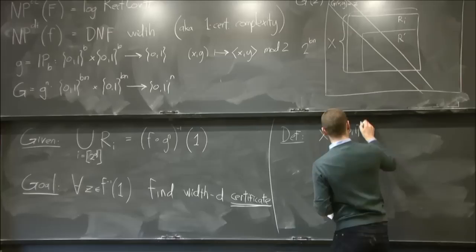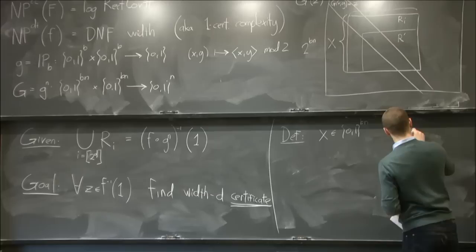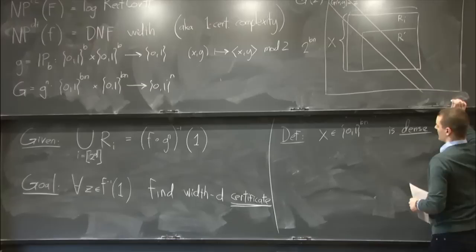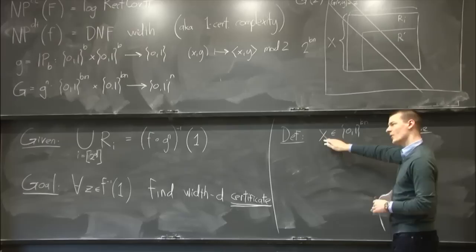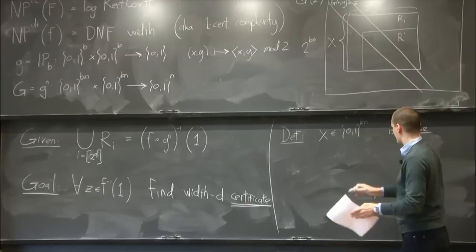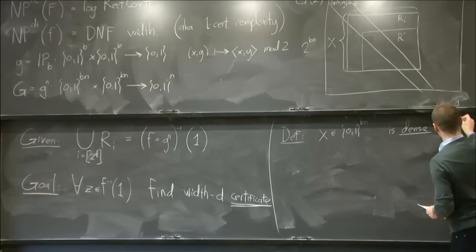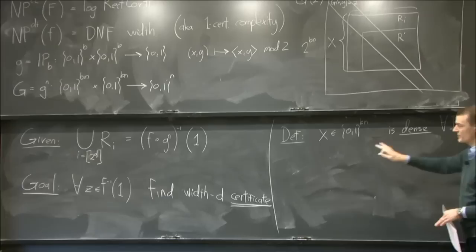So I say that a random variable is dense if, whenever I look at projections or marginalizations of this random variable to different blocks of coordinates, there are n blocks each of b bits. And no matter what subset of blocks I look at, I require that the random variable has lots of entropy.